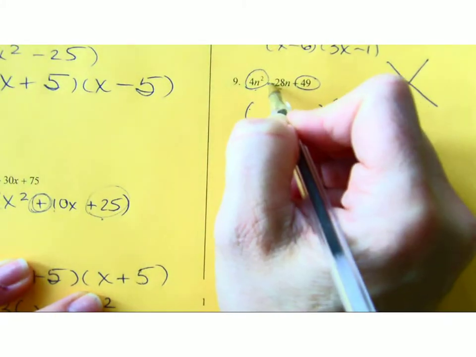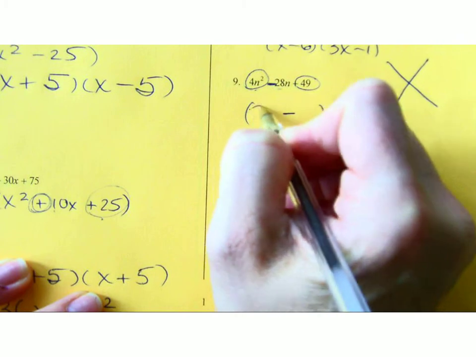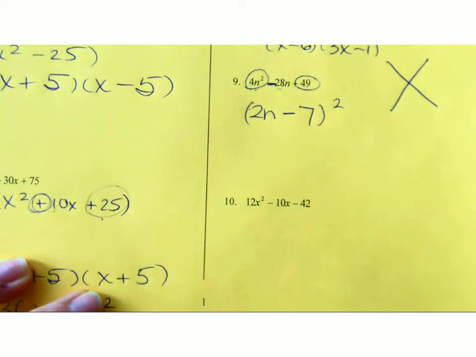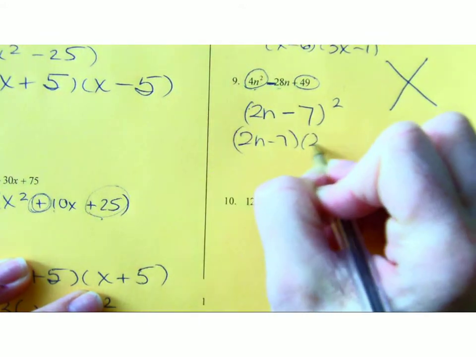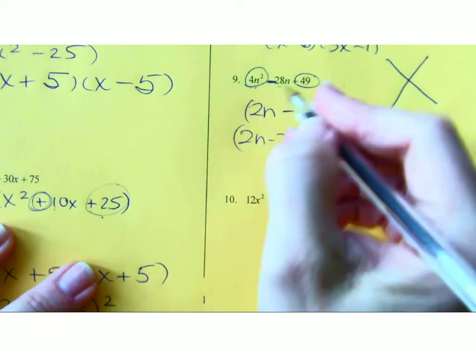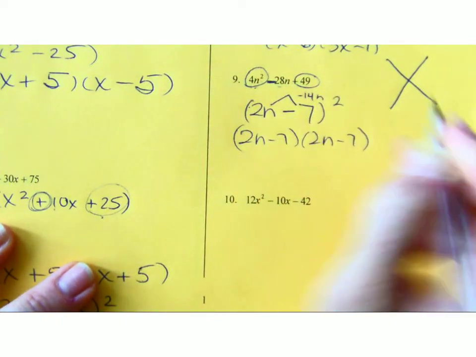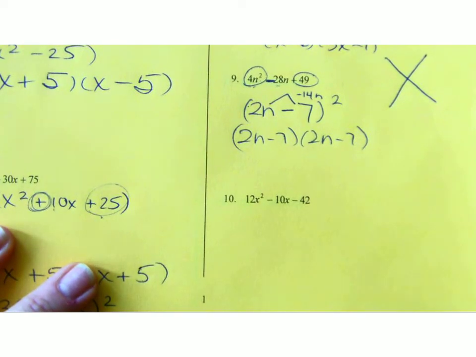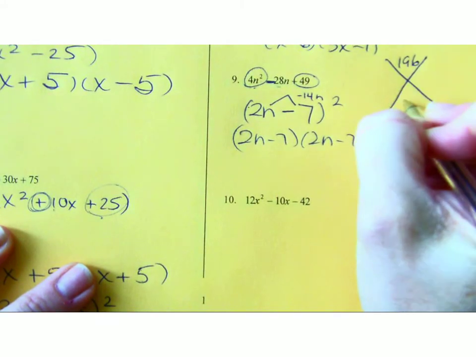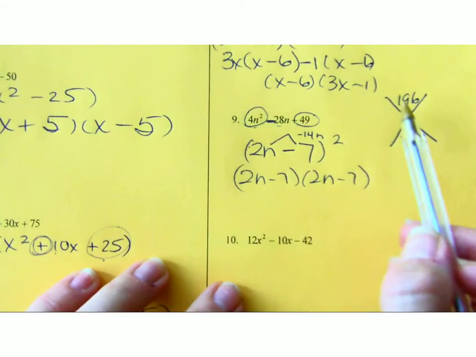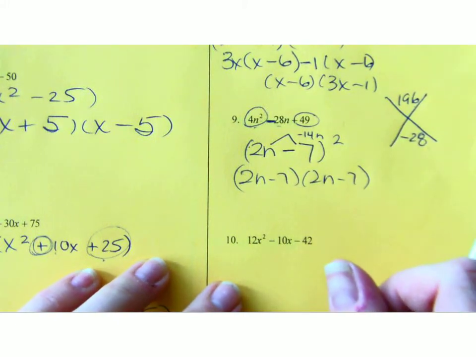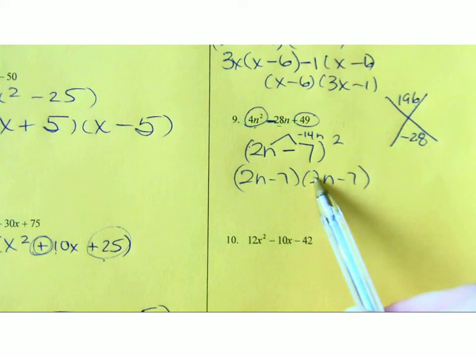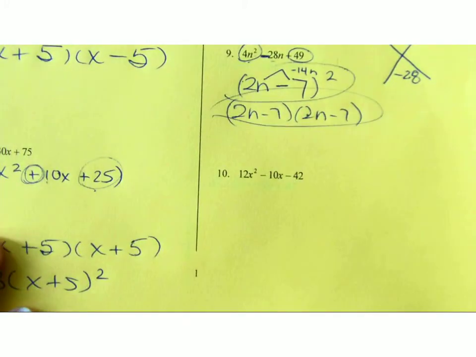So if this is a negative 28 as a sum, I have a 2n times a 2n, a 7 times a 7. That is your answer. If you have 2n minus 7 times 2n minus 7, great. And here's how you check it. That's negative 14n, and when I have 2 of those, I have a negative 28n. If I did 49 times 4, I got 196 and negative 28. If you did it the old-fashioned way and sat there and tried to find factors of 196, it would work. You could do it. It was just a lot longer than doing it this way, right? Okay? So this is your final answer, written either way.